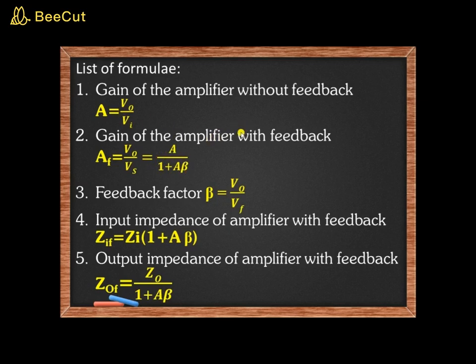We all know that the use of negative feedback decreases the gain. So in that equation we are getting 1 plus A beta in the denominator, but the input impedance with negative feedback increases, so we are getting this 1 plus A beta in the numerator itself. In other words, we are writing it as a product, right?